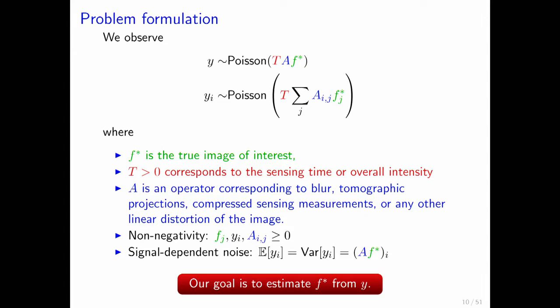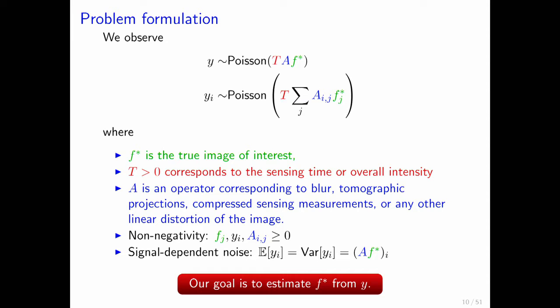Okay, so let's get a little bit more precise about what we mean here, or what our model is for this photon-limited data. So we're going to observe a vector of photon counts y. Each element of this vector, y_i, is going to be a realization of a Poisson random variable. And the intensity, or the mean of that Poisson random variable, is going to correspond to our true image f star after we've made projective measurements of it through some sensing matrix A.